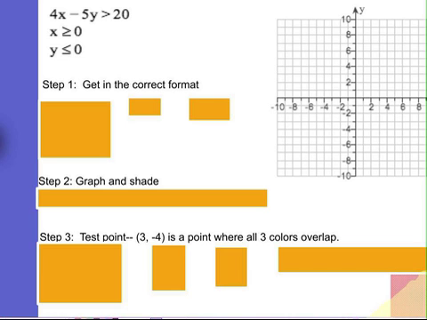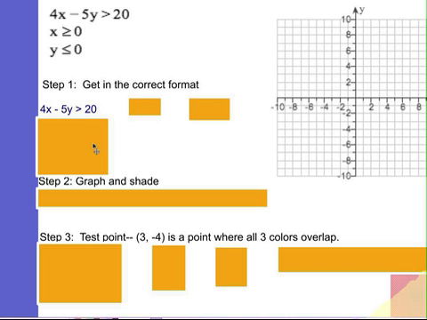We have another three inequality system. We're going to follow the same 3 steps. Step 1, the only one we have to change is the first one. So it says 4x minus 5y is greater than 20.